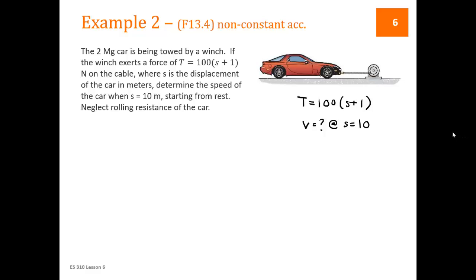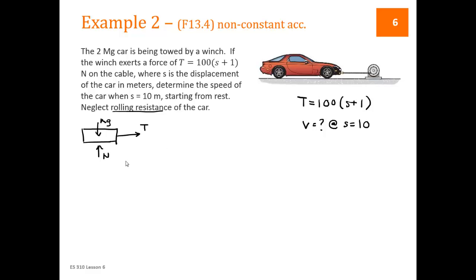So we start with a free body diagram of the car. There's my car. It looks like a block. We've got a normal force. We've got a weight, so that's mg. We've got a tension. And it says we can neglect rolling resistance, so there's no friction.